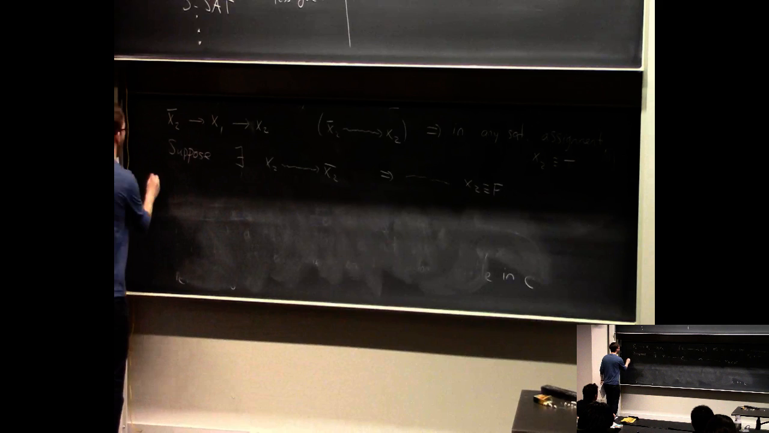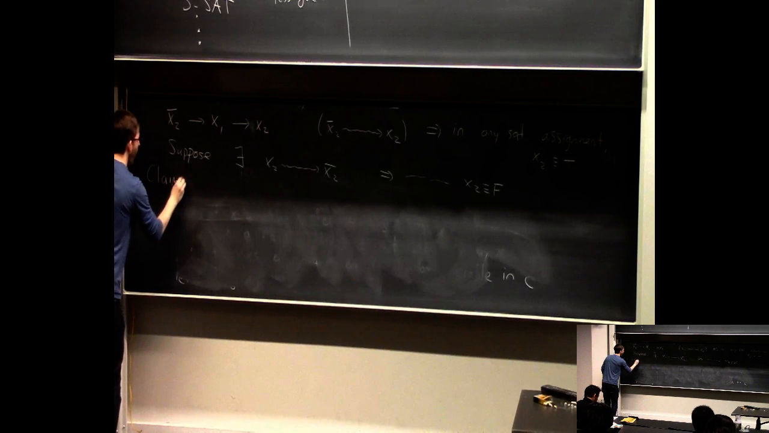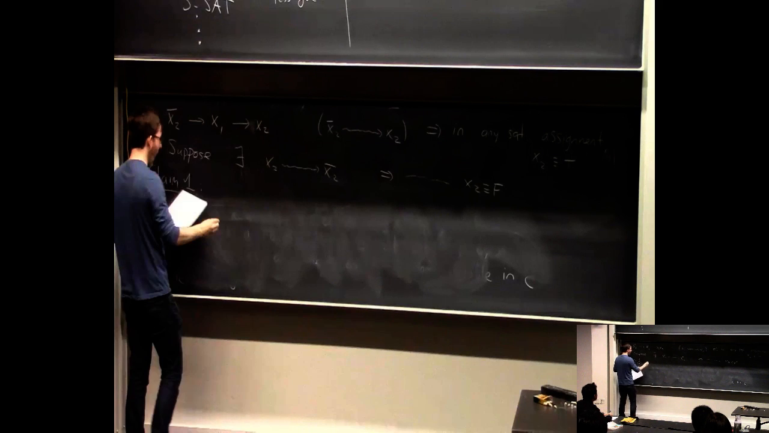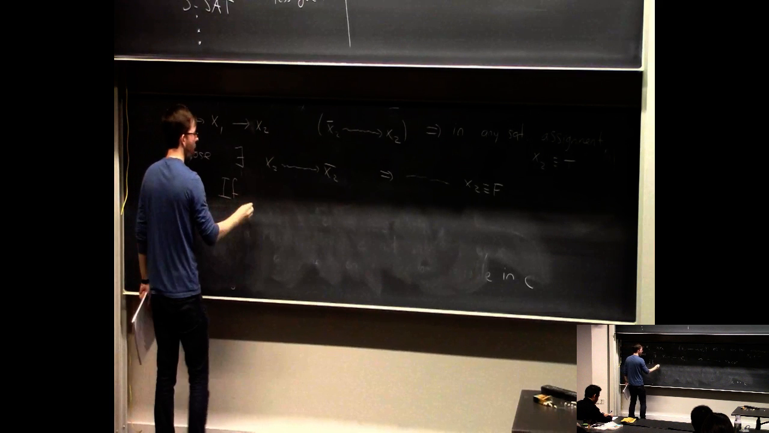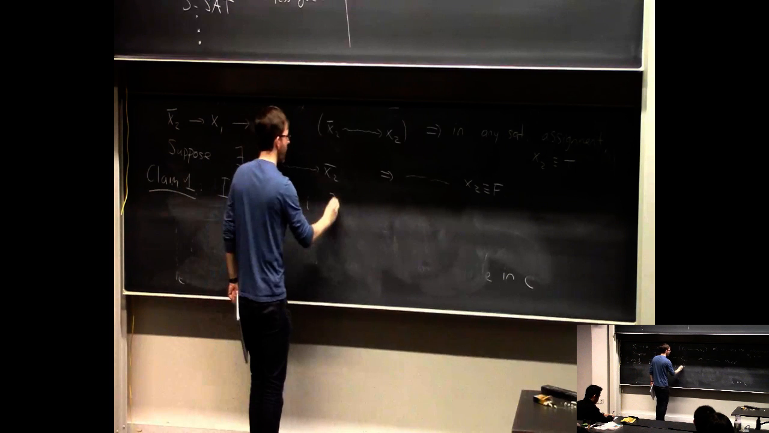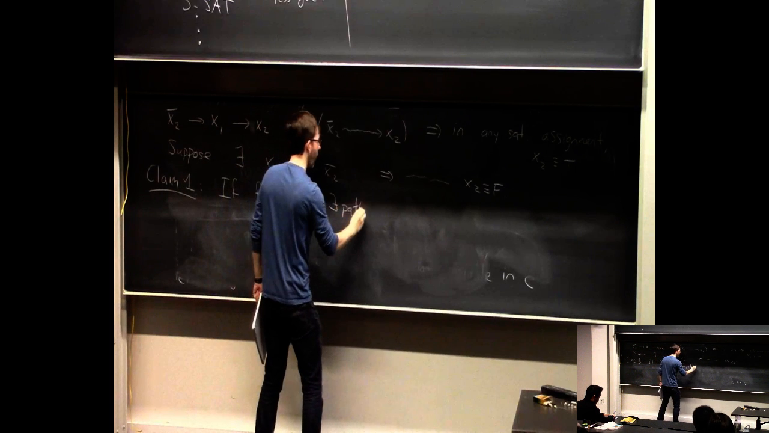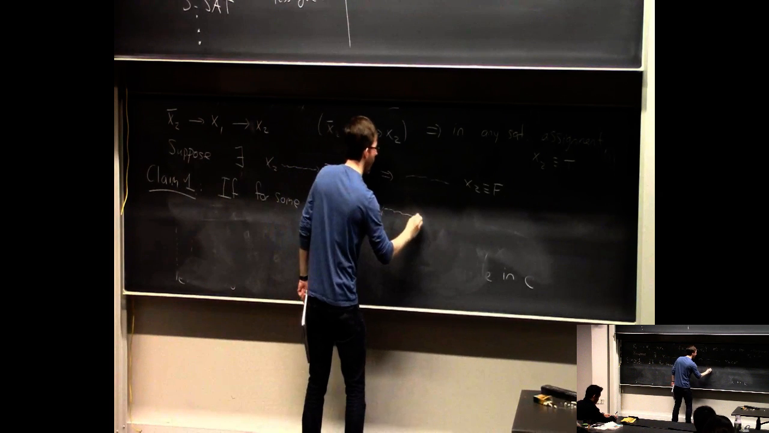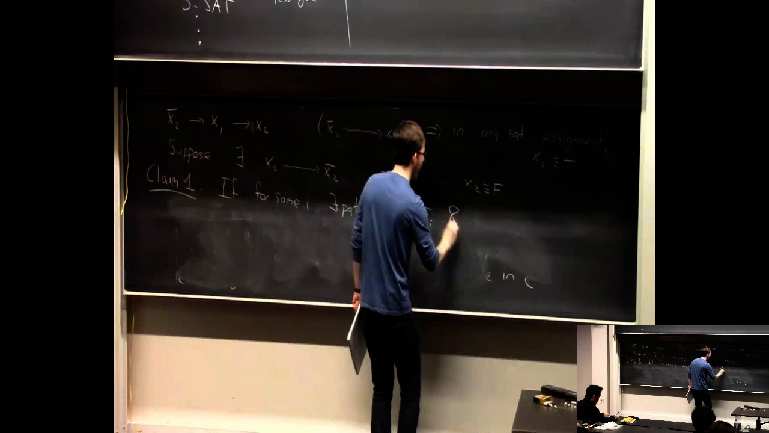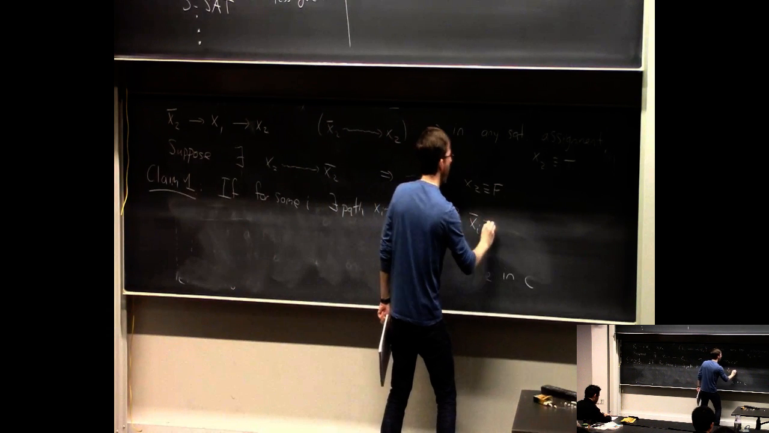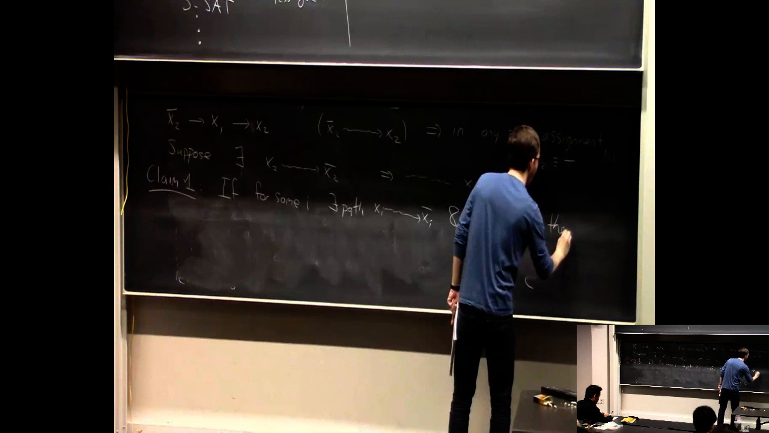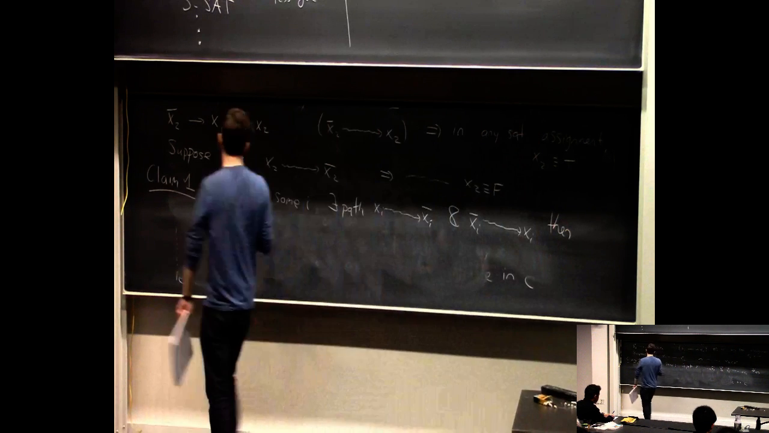So here's claim 1, which I think is kind of clear, actually. Once you draw this graph, if for some i, there exists a path from xi, not necessarily an edge, but a path from xi to xi bar, and also xi bar can reach xi, then the instance is unsatisfiable.